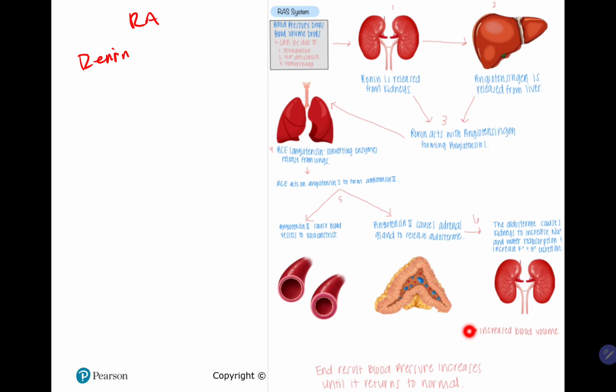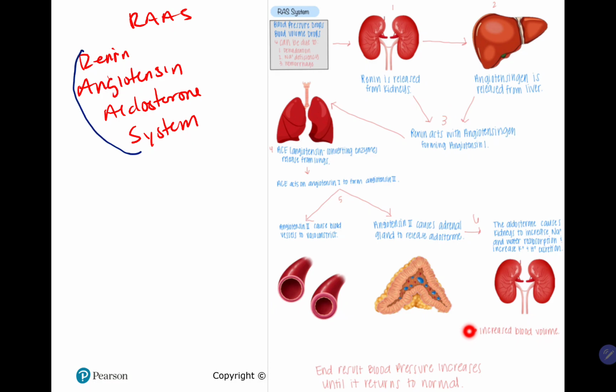So, RAS is the renin, angiotensin, aldosterone system, right? Just put another A in there. That's the RAS system. So first, the kidneys produce renin, okay? This is going to be in response to low blood pressure.